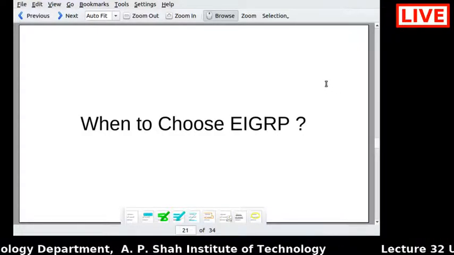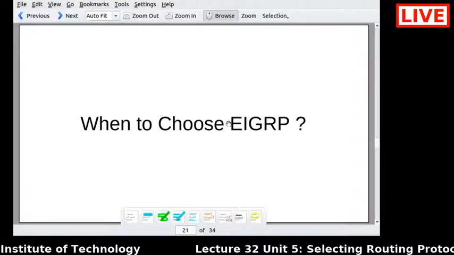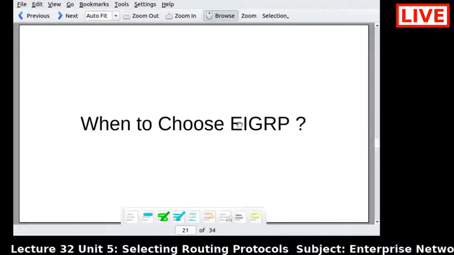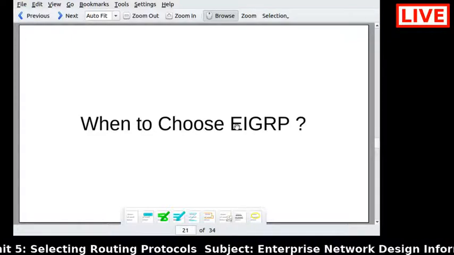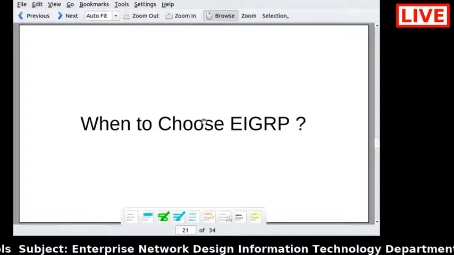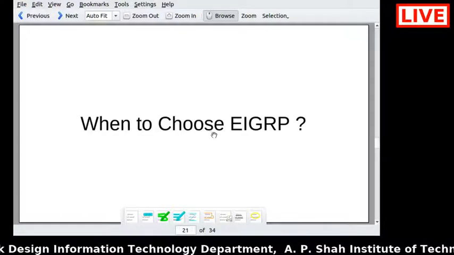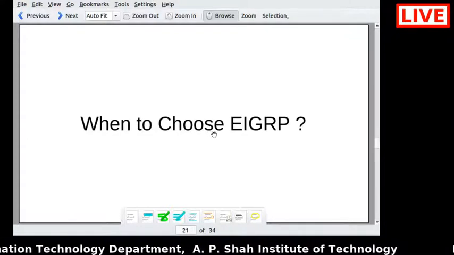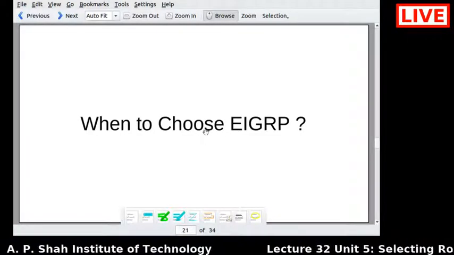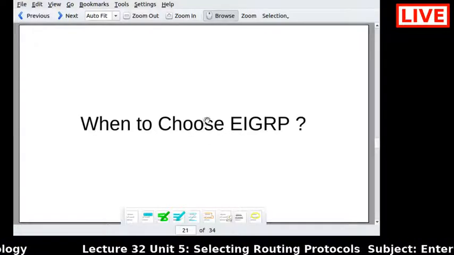So when are you going to choose EIGRP? You already know EIGRP is a Cisco proprietary hybrid protocol, which incorporates the best aspects of distance vector as well as link state features. So that's why we can call EIGRP a hierarchical routing protocol, and it is vendor specific because it is a Cisco proprietary protocol. It maintains three tables by default: the routing table, the topology table, and the neighbor table. It does not perform any periodic route updates.